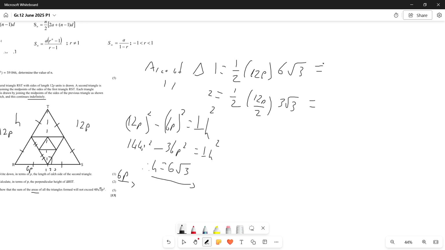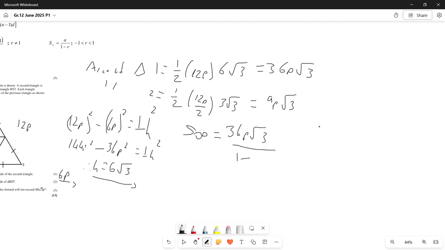So this first value is 36p root 3, and the second value is 9p root 3. So we have our A value. Our S of infinity is over here. Our A is 36p root 3. And then for the bottom here, we first need to calculate our R, because our R is the ratio between these two things. So we take 9p root 3 over T1, 36p root 3. So a reminder that this was T2 over T1 equals this. Put this over that, and then we are going to solve for it.